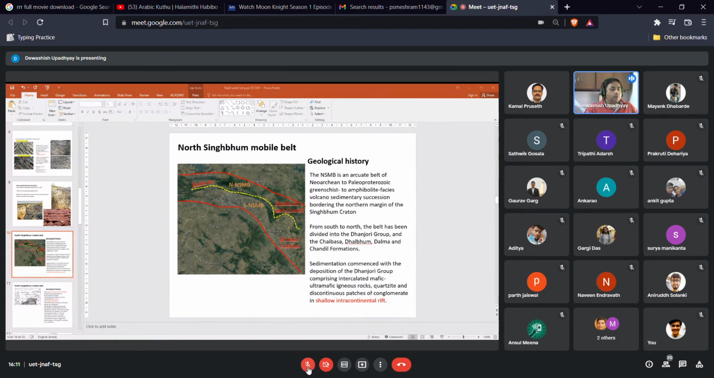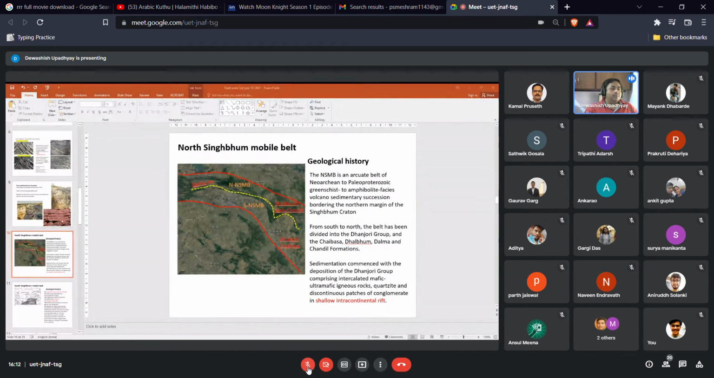So in this case, the orogenic belt that we are looking at is called the North Singhbum Mobile Belt. This is an orogenic belt which is essentially sandwiched between the Singhbum Craton to the south and the Chotanagpur Gneiss Complex to the north. In between these two, you have a relatively narrow zone or band of rocks. Widths are variable, but in the range of 20-25 kilometers at the most. So this is the North Singhbum Mobile Belt.